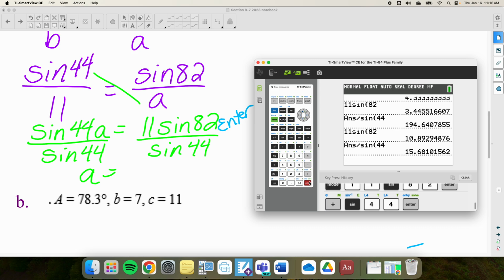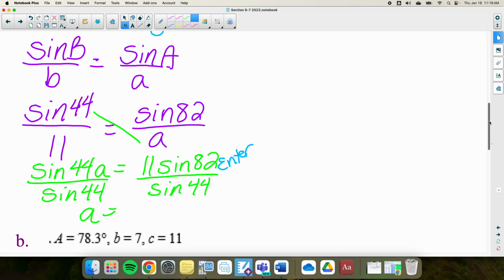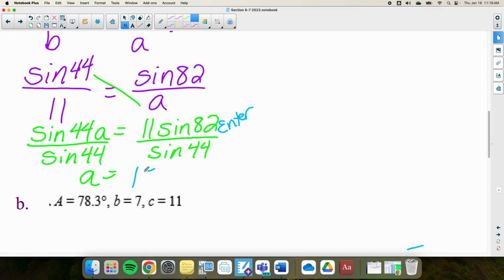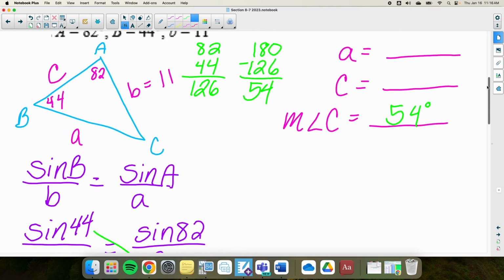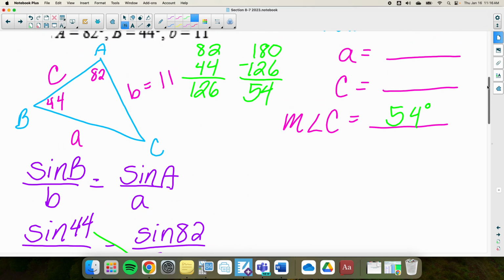Yeah. And hopefully, if you do that and you got that big number, you would look at the side you're given, and if this is 11, you shouldn't get an answer for a side that's over 100. So that would give you a clue that something's not correct. So this was 15.68 as well as this.